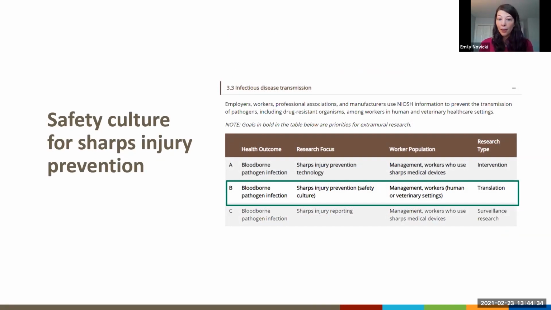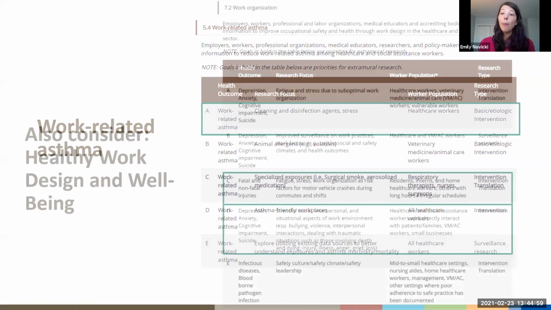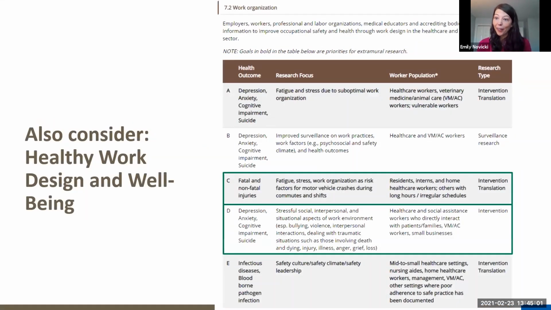We're worried about bloodborne pathogens. So, okay, sharps safety. That's part of this goal right here, 3.3. Okay. And then looking at respiratory health, we definitely see there are cleaning and disinfection agents as part of work-related asthma. All right. So it seems like this is a pretty good fit for what we have in the strategic plan. But I would also say, click around and also consider other places that you might not have already thought of.